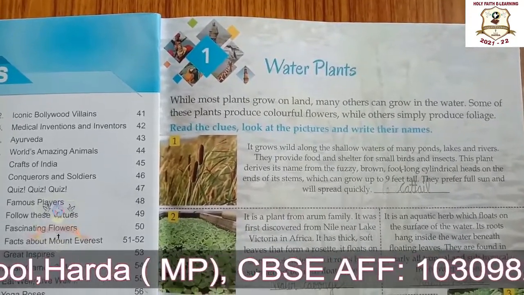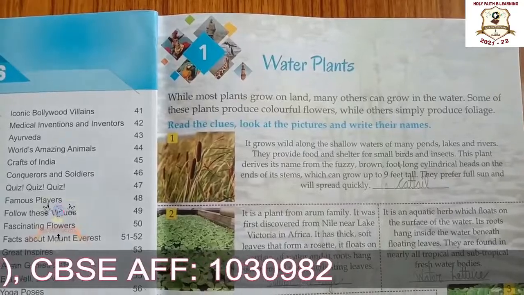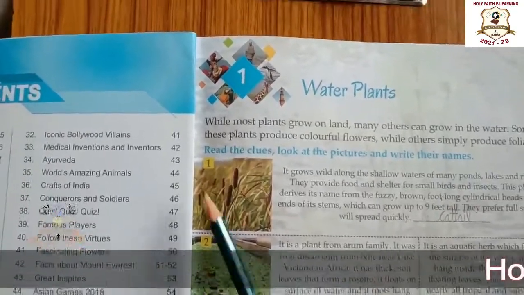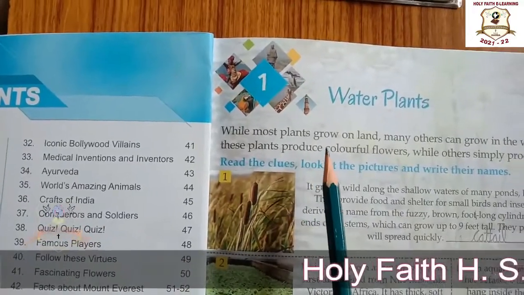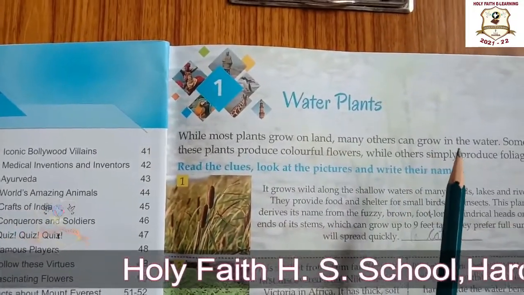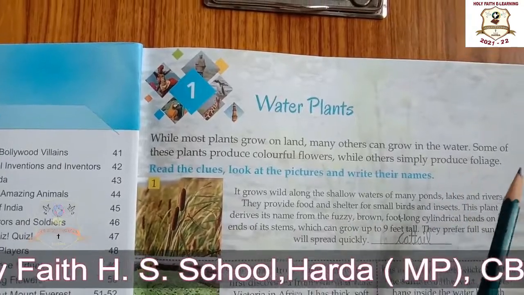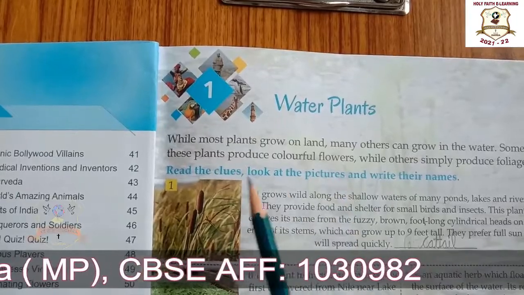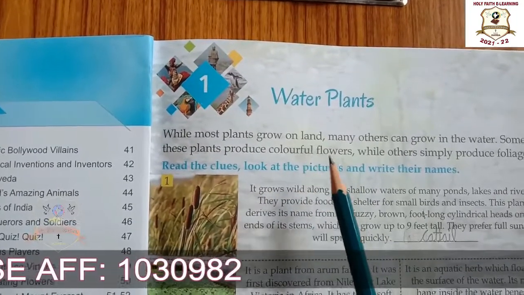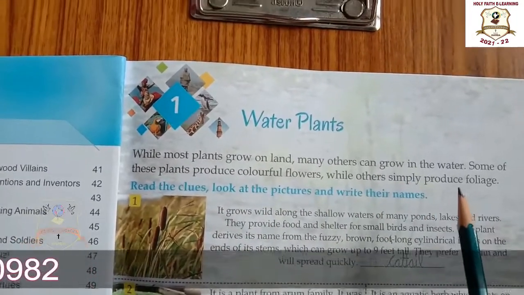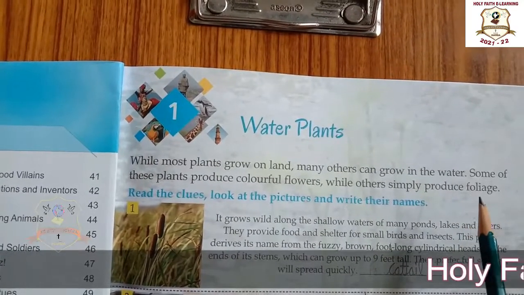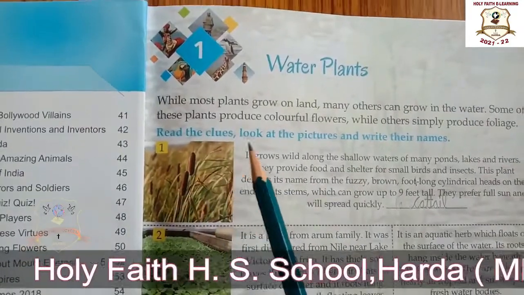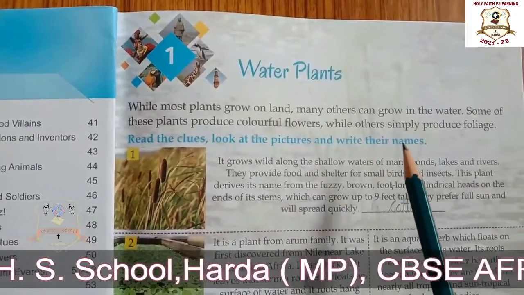Students, by the name of the lesson it is clear that plants that grow in water are known as water plants. While most plants grow on land, many others can grow in the water. Some of them produce colorful flowers, while others simply produce foliage. Foliage means only leaves. Now read the clues, look at the pictures and write their names.